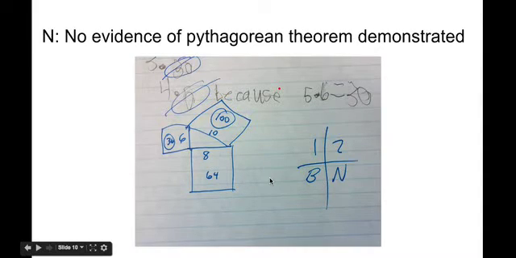Here's one that's not demonstrating any of the skills up to this point. So the student was supposed to be using the Pythagorean theorem, and instead they multiplied two numbers together to get 30 and said that was their answer. So as teachers, we would rate this as an N, saying that they're not demonstrating yet any of the skills we've been learning on the Pythagorean theorem.